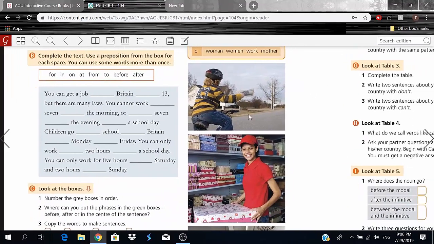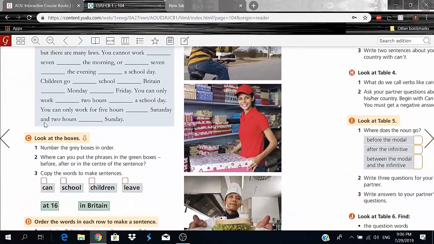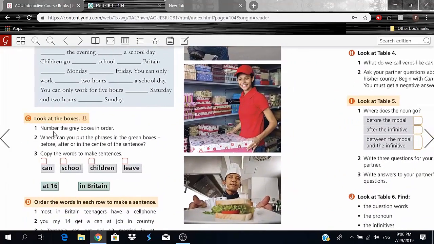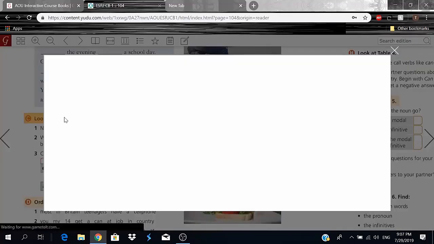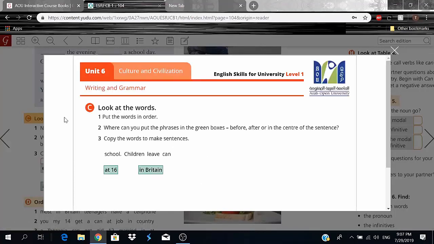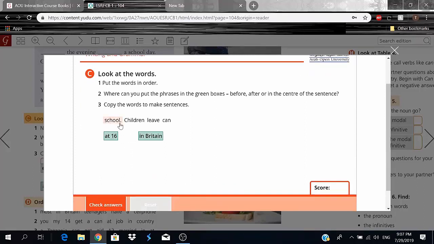Here we have, look at the boxes, exercise C. Number the gray boxes in order, and where can you put the phrases in the green boxes, before, after, or in the center of the sentence, and copy the words to make sentences. Actually, let me open this right here. So we have school, children, leave, can, and we have at 16 and in Britain as green boxes.